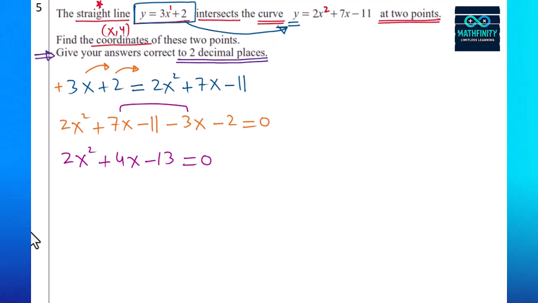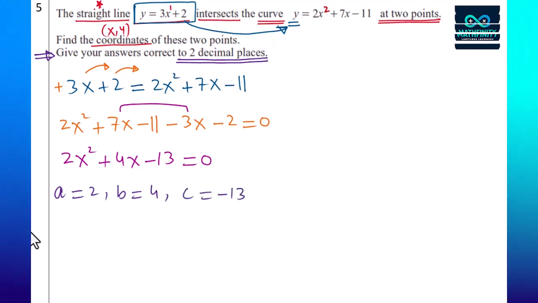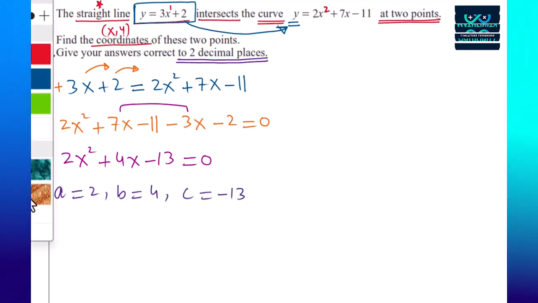Because they are asking to give your answer correct to two decimal places, I gave you the hint at that time that this is the idea they are giving us: use the formula. So the first step for the formula is to write the values. A is equal to 2, B is equal to 4 and C is equal to negative 13. After this, you have to write the formula.